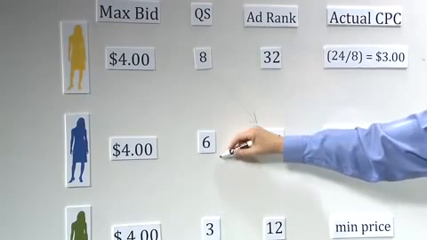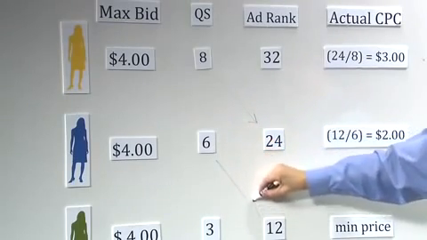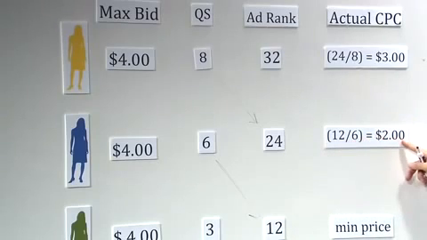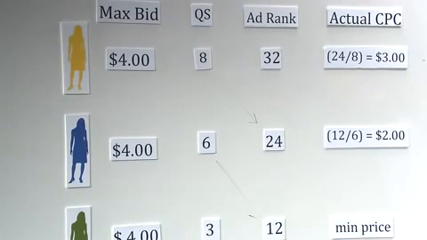In this case, it's going to be 12 divided by 6, or 2. And finally, for the last advertiser, in this example, there's no advertiser below the last advertiser, so the price this person ends up paying per click is just the minimum price that's determined for that auction.